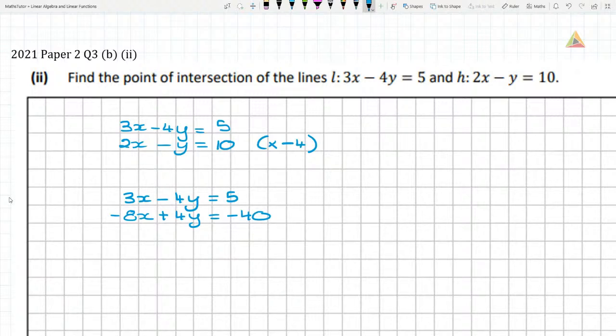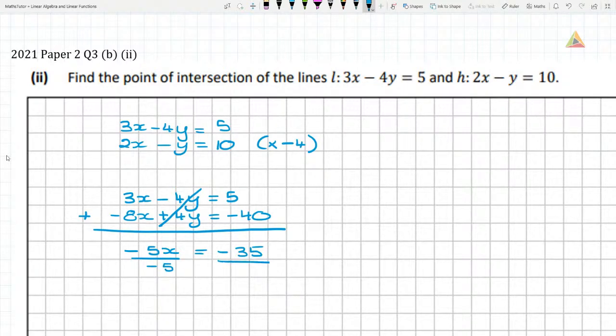And I check that in these two equations, we have the same number in front of the second letter. So we have 4 in front of both of our y's, and one of them has a plus and one of them has a minus, and we add them together. So we say 3x minus 8x is minus 5x. My y's cross out, and 5 minus 40 gives me minus 35. And we're going to divide both sides by minus 5 to get x on its own, and we say x is equal to 7.